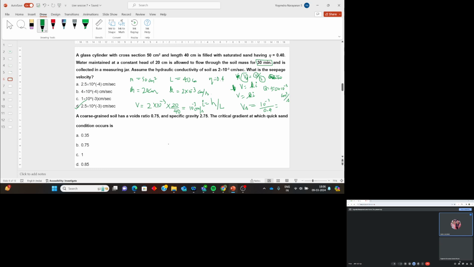Right. Now let us move to the next question. A coarse grained soil has a void ratio of 0.75 and a specific gravity 2.75. The critical gradient at which quicksand condition occurs is.